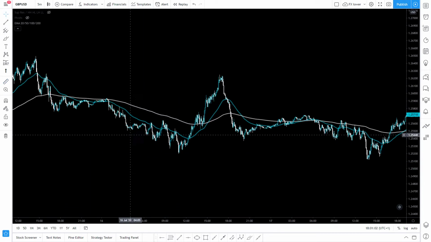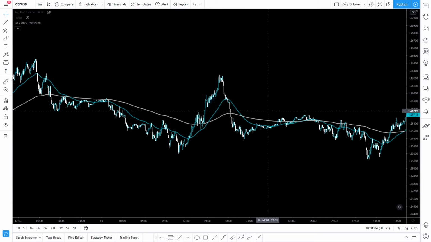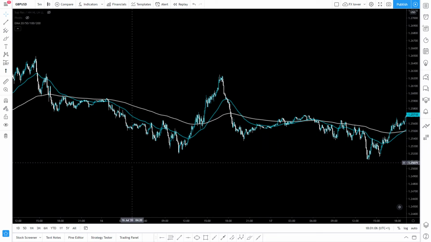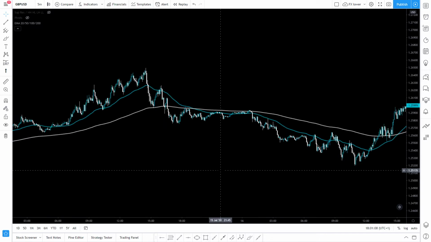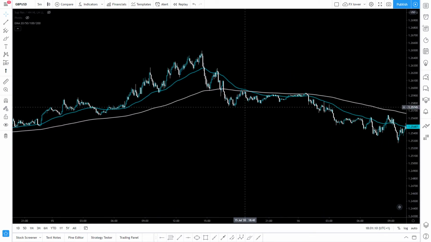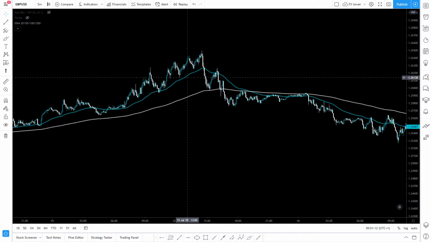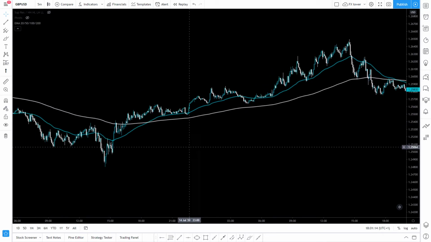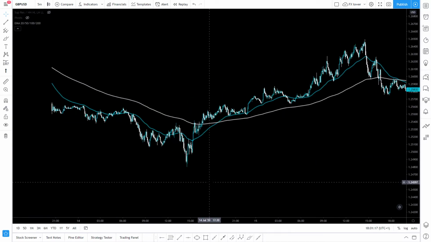And there are some EMAs where people take the crosses of this EMA and that EMA. I personally don't use them. I just use these as support and resistance, dynamic support and resistance. That's all I use it for.